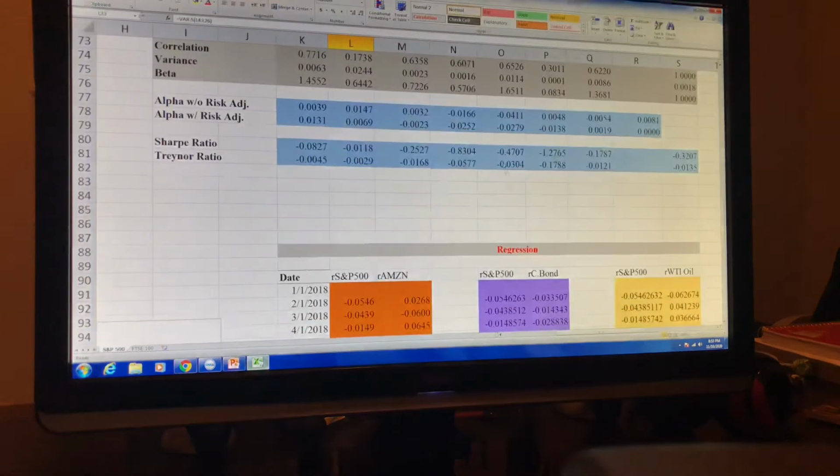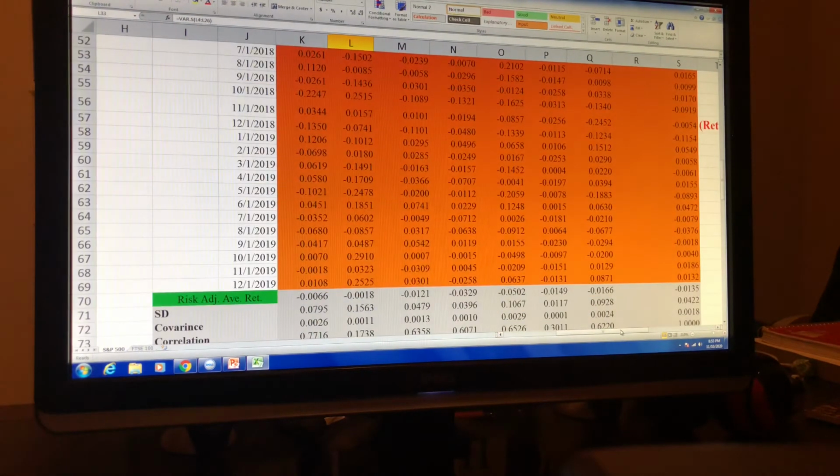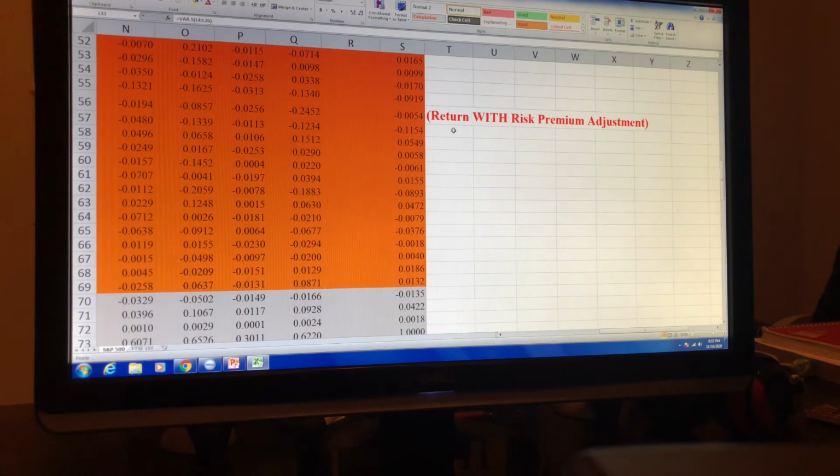And we're going to go back. Of course, all these were negative. None of them did well with the return with risk premium adjustment, unfortunately.